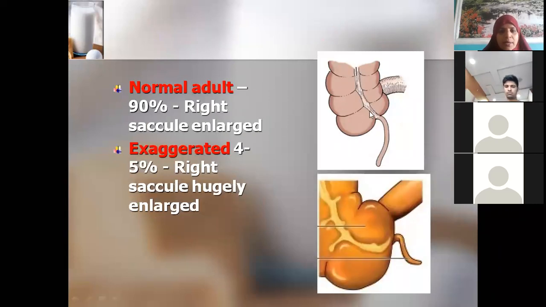This is the normal adult type. The right haustra is a little larger when you compare it with the left one. 90% of the ceca we find in our dissection hall are the normal adult type. Then there is the exaggerated type, where the right saccule is hugely enlarged.